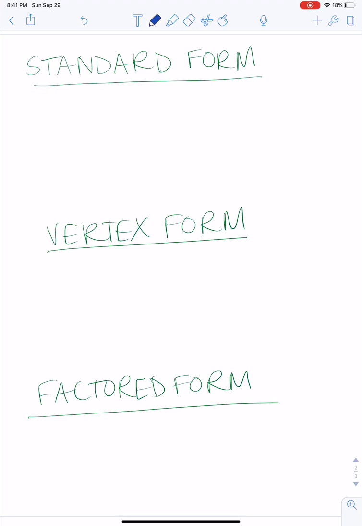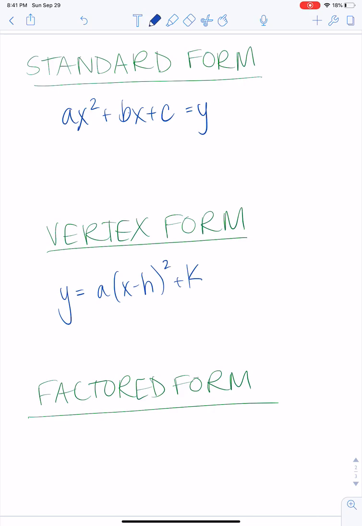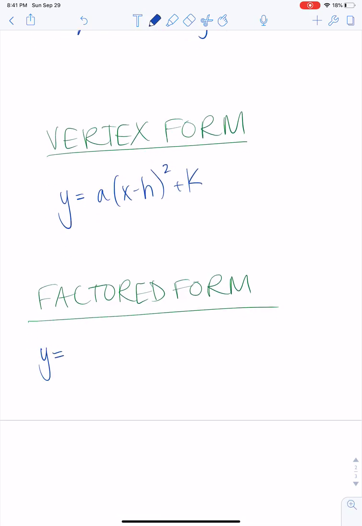So we are going to chat about graphing in three forms today. We'll talk about graphing in standard form, graphing in vertex form, and graphing in factored form for quadratic functions. Standard form is our form that looks like ax squared plus bx plus c is equal to y. Our vertex form is y is equal to a(x minus h) squared plus k. And our factored form is y is equal to a(x minus r) times (x minus s).